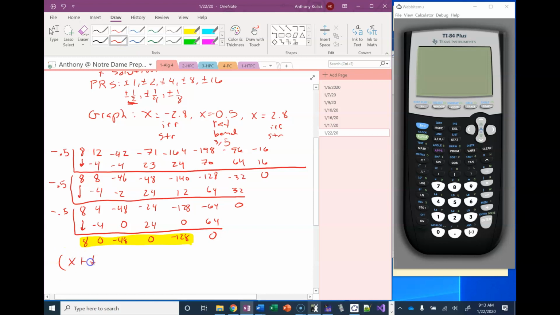So I have x plus 1/2 three times. Is everybody okay with how I got that? Each time one of these gives me a remainder 0, it creates a factor. So because that division worked 3 times, I get 3 of those factors. And the sign is always opposite. Okay?